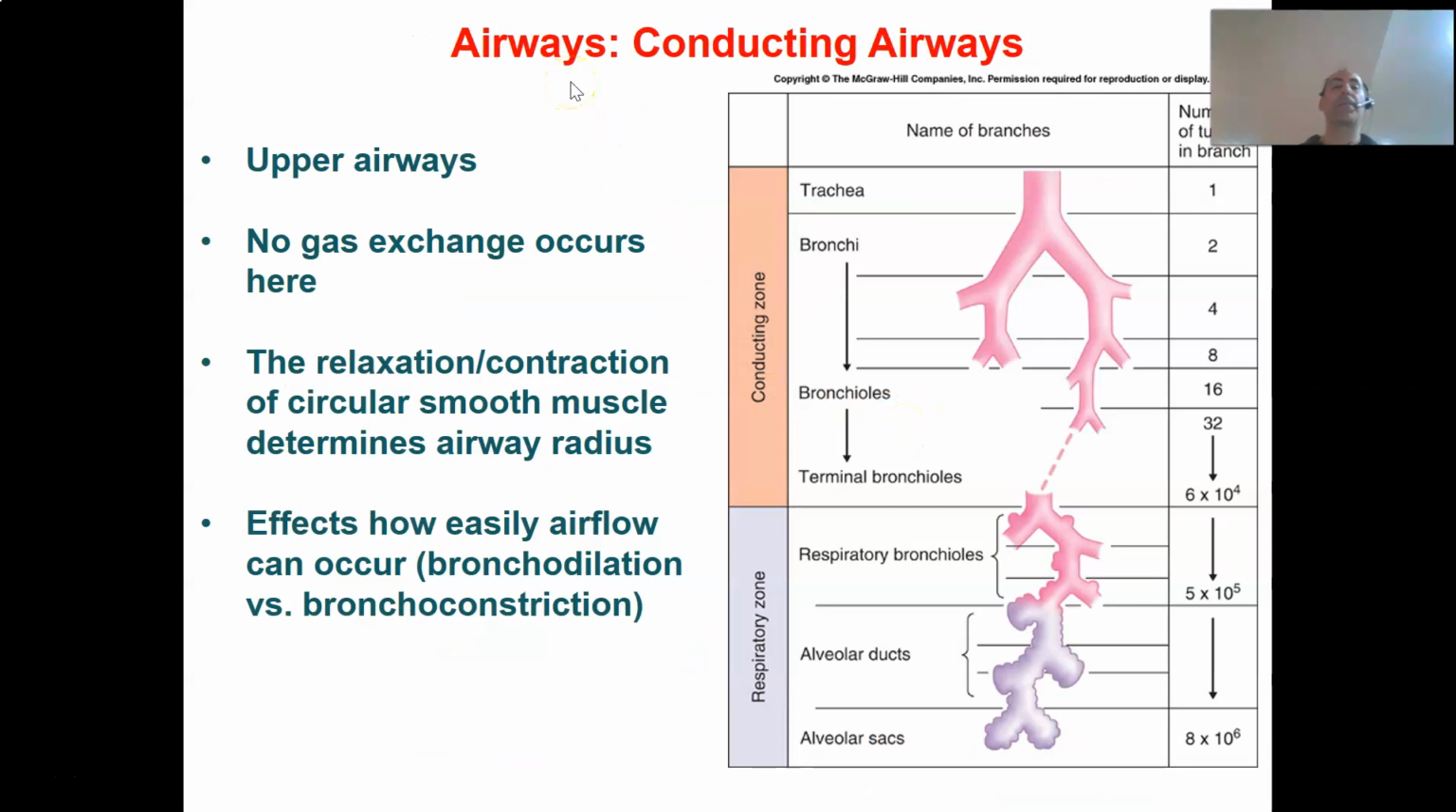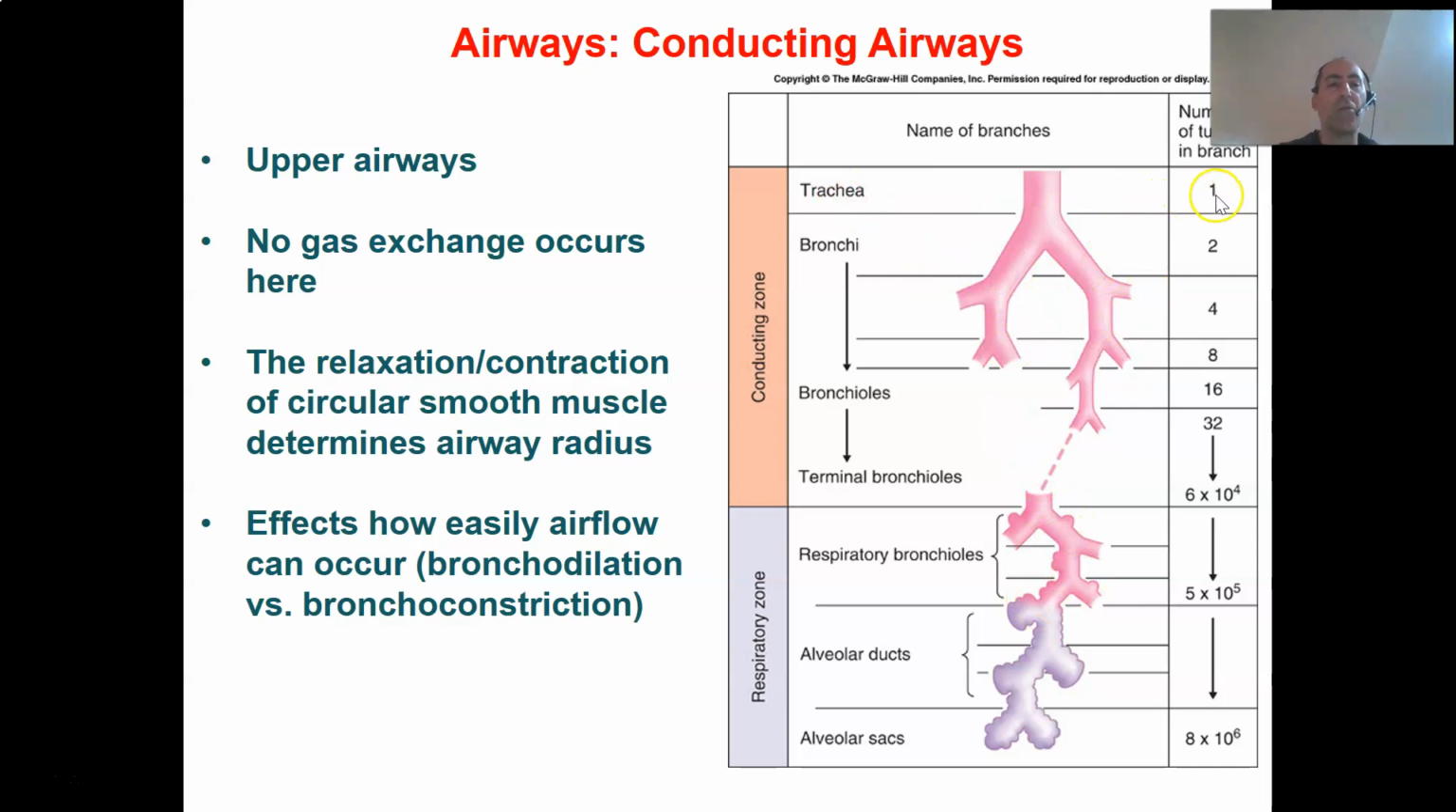Here is the branching sequence of the airways. Remember, the trachea is the largest airway. So from the trachea to the terminal bronchioles, this is called the conducting zone. And then from the respiratory bronchioles down to the alveoli is the respiratory zone. In the conducting zone, there is no air exchange between the body and the airways, right? They're just tubes. This is where dead space comes into play mostly, although there is dead space throughout the system.